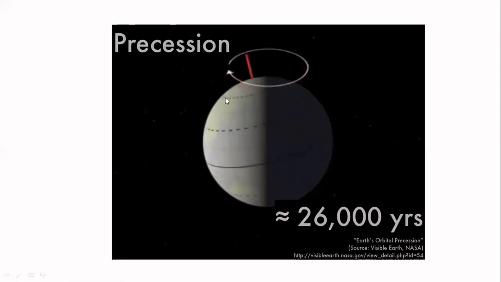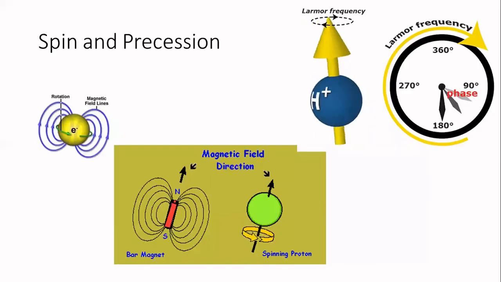And this is what is called precession. It is this type of wobbling. Wobbling movement is what we call precession. And an interesting fact is that NASA has revealed that one precession of the Earth takes almost 26,000 years. So similarly, the protons within our body also precess. Okay, so that is what we need to understand.